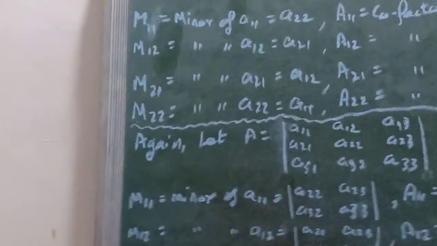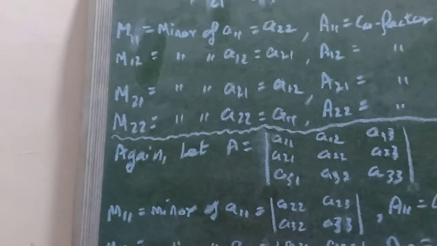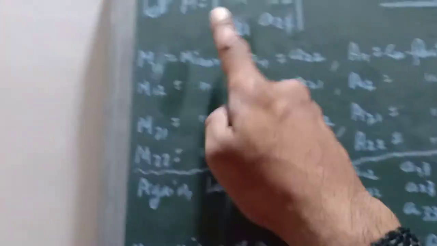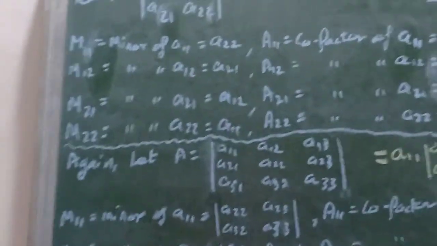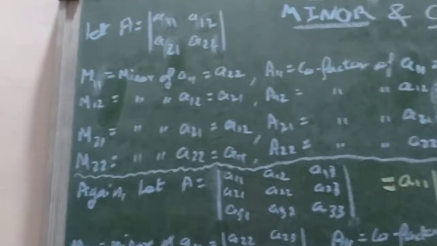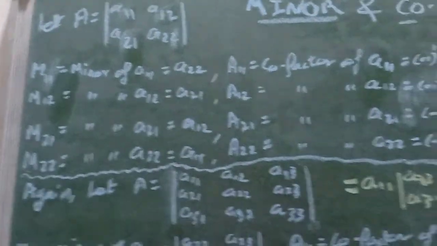Same way we can find M21, the minor of element A21, which is A12. M22, the minor of A22, we can also get: remove the row and the column in which A22 is present, and you get A11. So this is the method to find minors in a 2 cross 2 determinant. Now, how to find the cofactor?